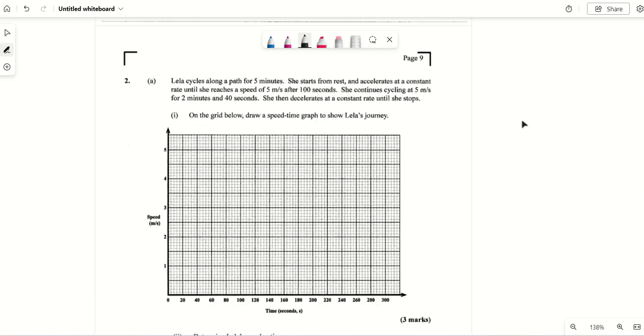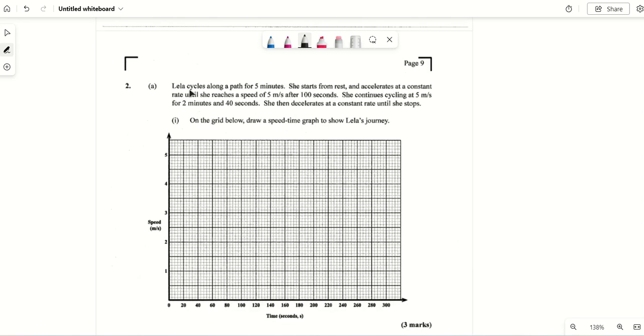Now, we're going on to number 2. Number 2 says Leela cycles along a path for 5 minutes. So we know that the total time taken for this is 5 minutes. But if we look at the graph, it's in seconds. So we're going to immediately turn your 5 minutes to seconds. That's 5 multiplied by 60 is 300 seconds. So we know that Leela cycles for 300 seconds, right?